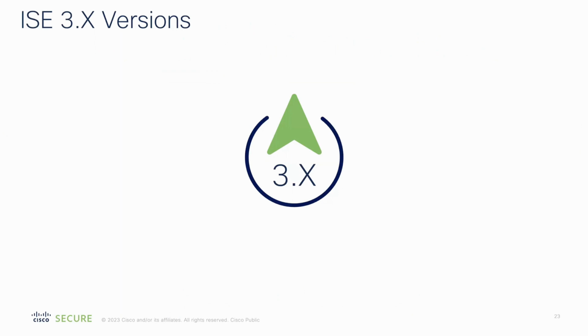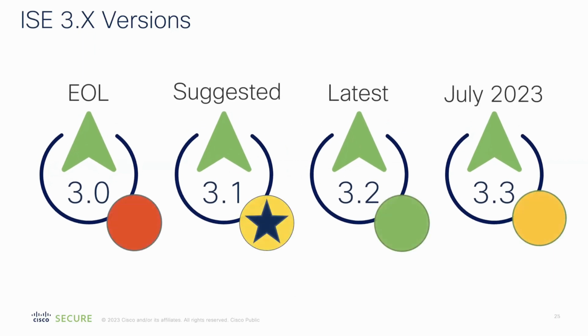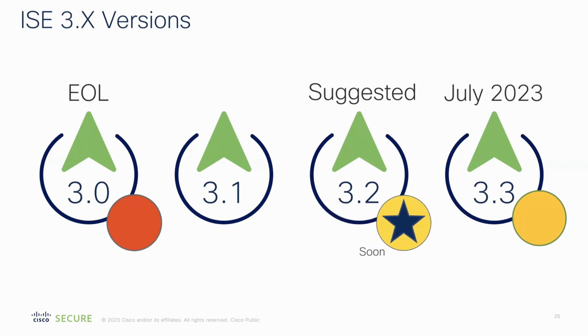Now let's talk about the 3.x versions. We already talked about it, and let's understand which 3.x versions are available today. Of course, 3.3 is coming up in July, and 3.0 is already called end of life. Currently, 3.1 is the suggested release. Soon, 3.2 is going to become a suggested release. We have met all the requirements to announce 3.2 as a suggested release. So wait for that announcement, and if you're looking for an upgrade, you had better upgrade to 3.2 as it is going to be the suggested release.